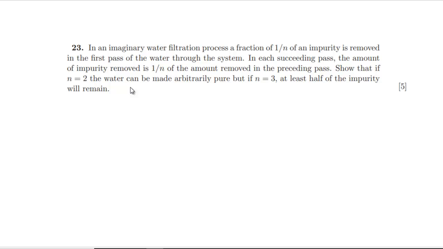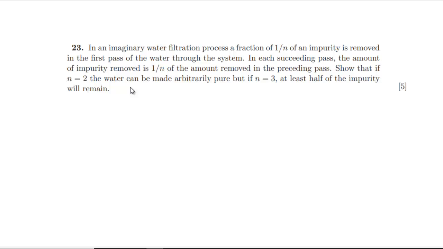Question 23, in an imaginary water filtration process, a fraction 1 over n of an impurity is removed in the first pass through a system, and then you get the same thing going all the way through. Show that if n is 2, the water can be made pure, n is 3, then it won't.